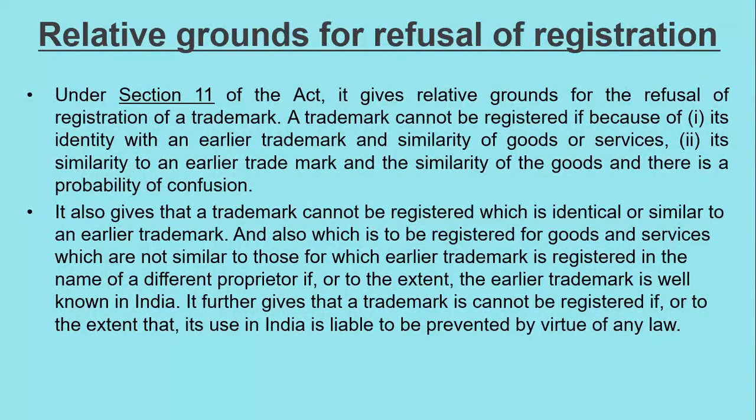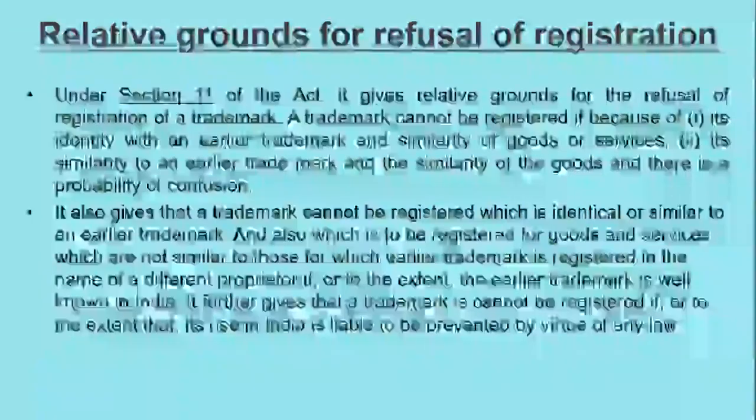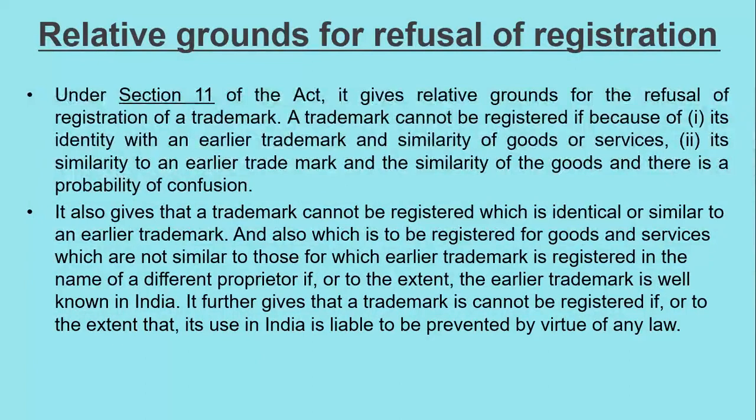No, one more thing we left, I guess we skipped one slide. Okay, so here are some relative grounds for refusal of registration in section 11. Section 11 gives relative grounds for the refusal of registration of a trademark. A trademark can't be registered if it has identity with an earlier trademark and similarity of goods or services. Okay, similarity to an earlier trademark and similarity of goods, and there is a probability of confusion.